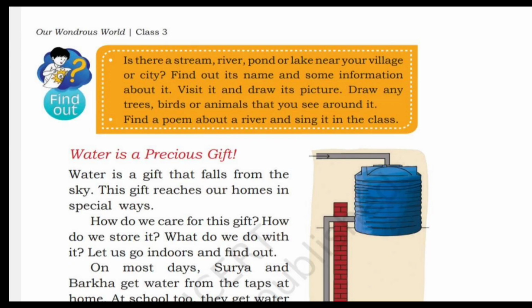Now let's go to the next page. I want all of you to read it along with me. So there's something to find out. Is there a stream, river, pond or lake near your village or city? Find out its name and some information about it. Visit it and draw its picture. Draw any trees, birds or animals that you see around it. Find a poem about a river and sing it in the class. So this is for you to find out some fun activities. So now let's move further.